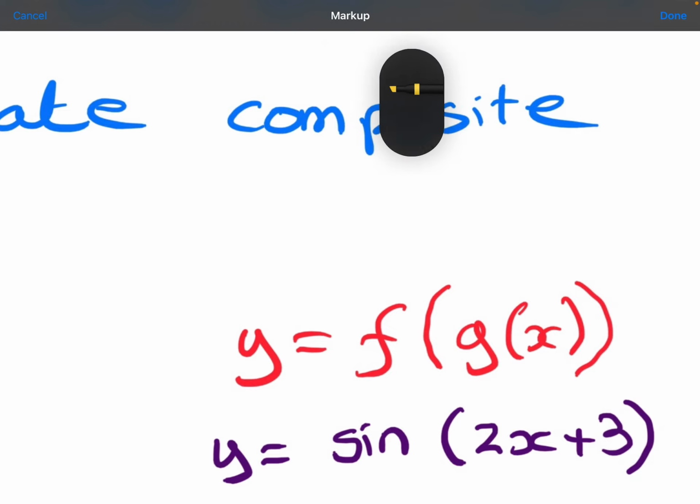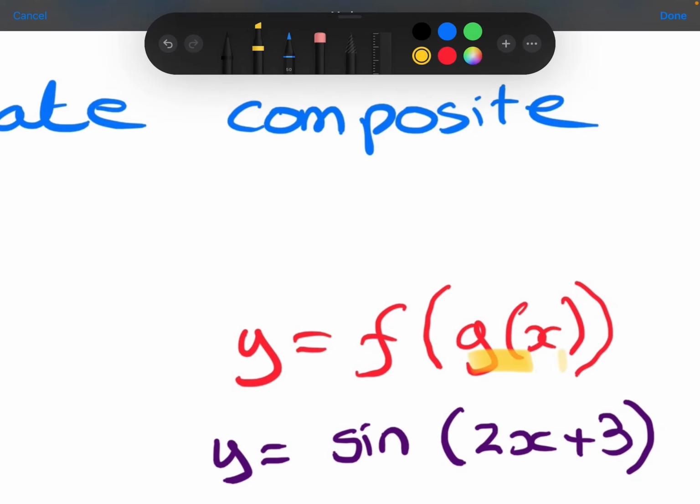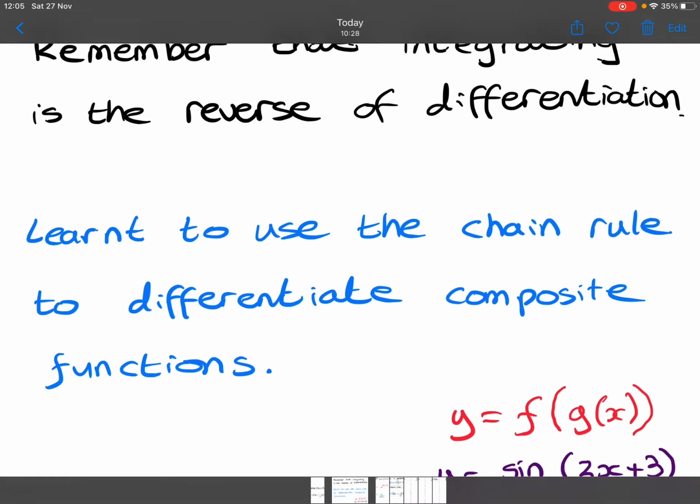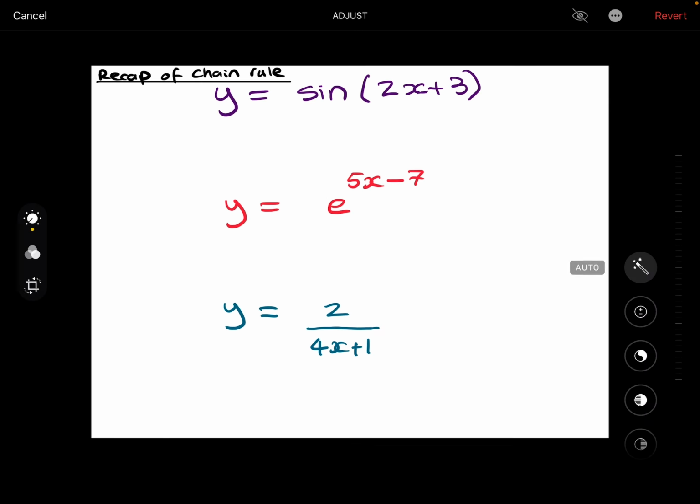Remember, a composite function is any function where you have one function inside another function. Generally I could write that as g of x inside the f function. An example could be to have 2x plus 3, a linear function, inside the sine function. So let's remind ourselves how we differentiate using the chain rule.